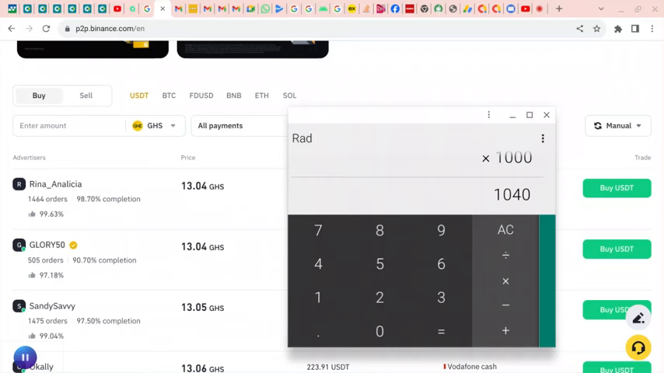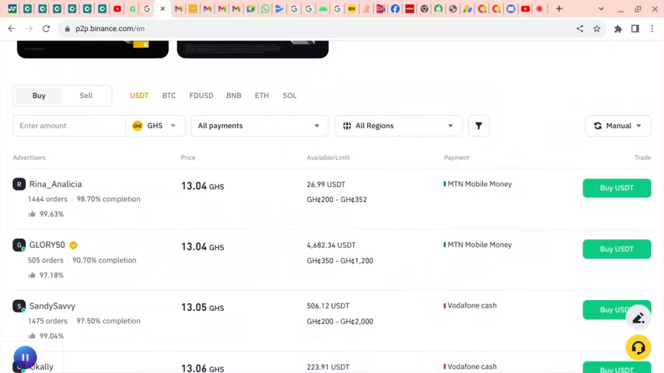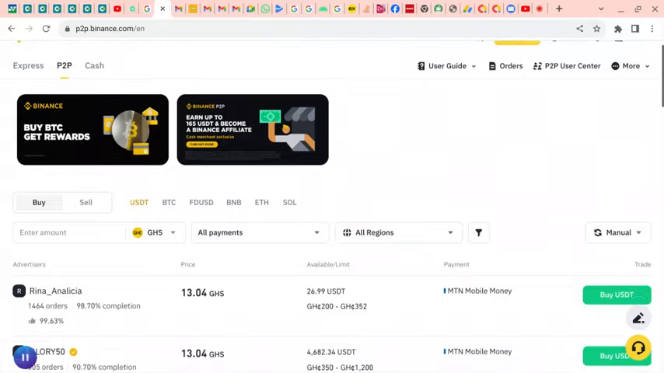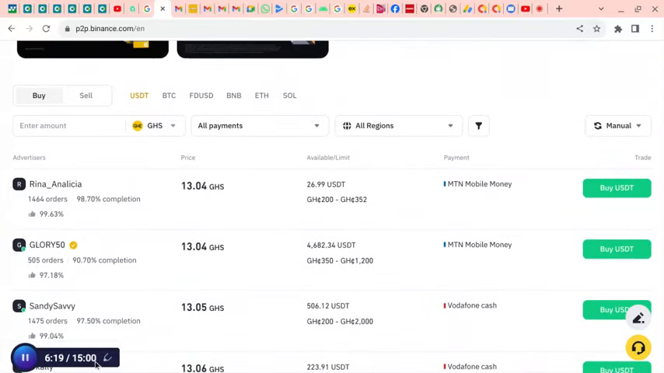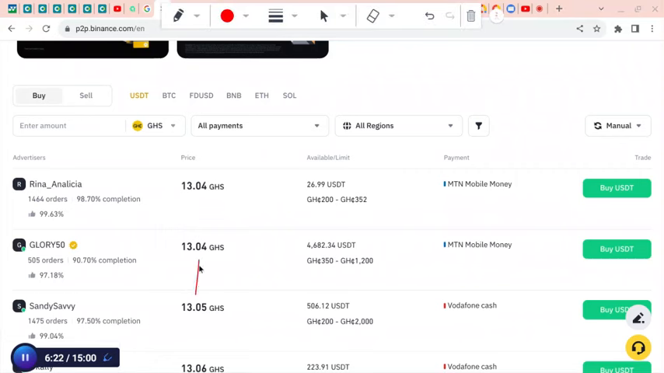You'll be thinking that this one is small, but it's not small, bro. If this were your profit, you'd be making money. That's why I'm about to tell you when to buy and when to sell, and when to buy a lot of your USDT and when to sell it. So mark my words very carefully. Today is the wrong time for you to buy USDT. If you want to do crypto trading, at this rate, it's the wrong time for you to buy USDT.